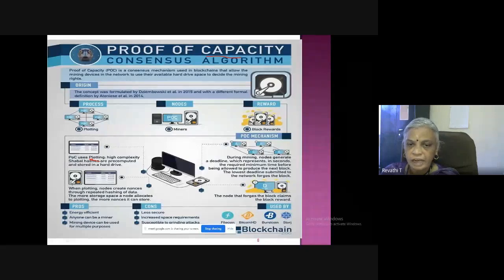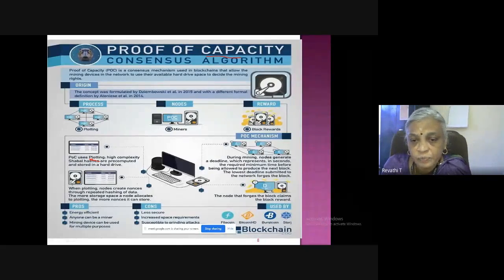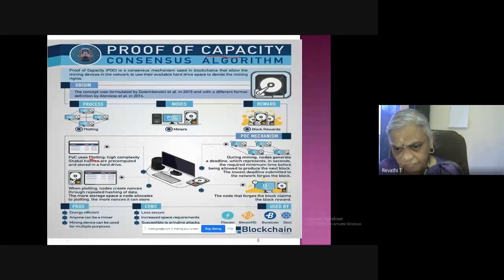That's called Shabal hashes. So this hashing is a different mechanism here, which will be more complex. It's pre-computed and it will be stored in the hard drive. The hard disk is already available, right? So these nodes will create a nonce based on this hashing, and it will store the nonce also, and whenever needed, it will take the nonce from this hard disk and use it, right?